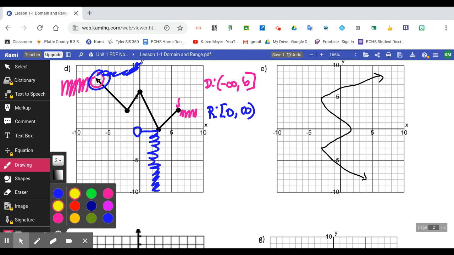Does it pass a vertical line test? Well, no matter where you draw a vertical line, it's only going to cross it one time. So yes, it does. Pause the video and take a minute and you try E for me. And then I'll put the answers off to the side.